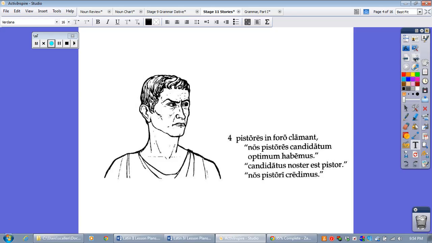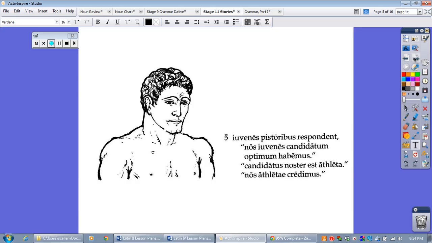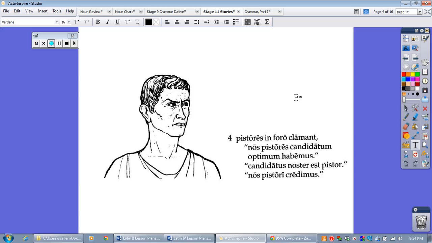And now we'll look at a couple more examples here. Look at this one. Oh, he does not look happy. Pistores in foro clamant, nos pistores candidatum optimum habemus, candidatus noster est pistor. So the bakers, that's what a pistor is, the bakers shout in the forum, we bakers have the best candidate. Our candidate is a baker. We credimus. We trust the baker.